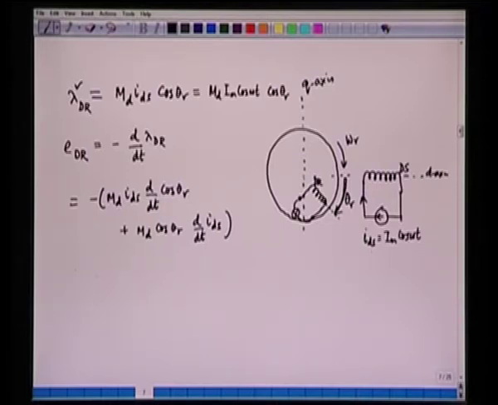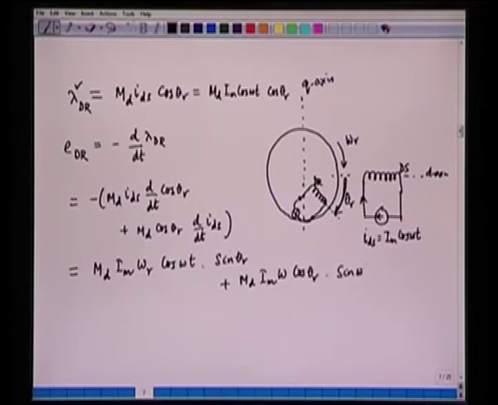So let me just try to write down the result of this. If I differentiate this and simplify, what I will have is the following. I will have md Im omega r cos omega t into sin theta r plus md Im omega cos theta r into sin omega t. So this is the expression for the induced EMF.